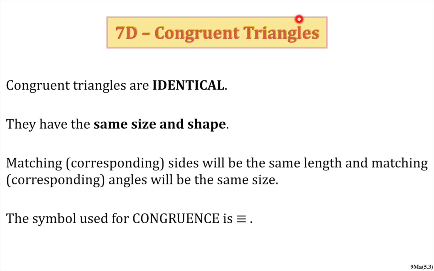Well, we know what a triangle is. It's a shape with three sides and three angles. But what does the word congruent mean? Well, if we're talking about congruent triangles, we mean they are absolutely identical triangles.